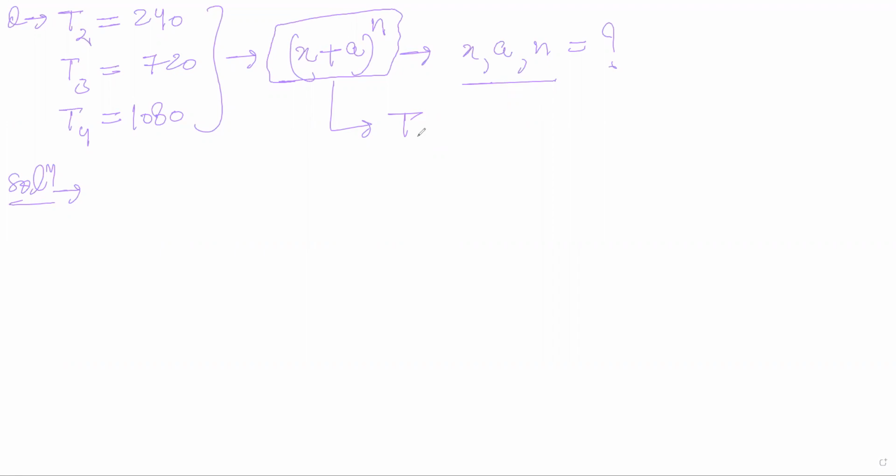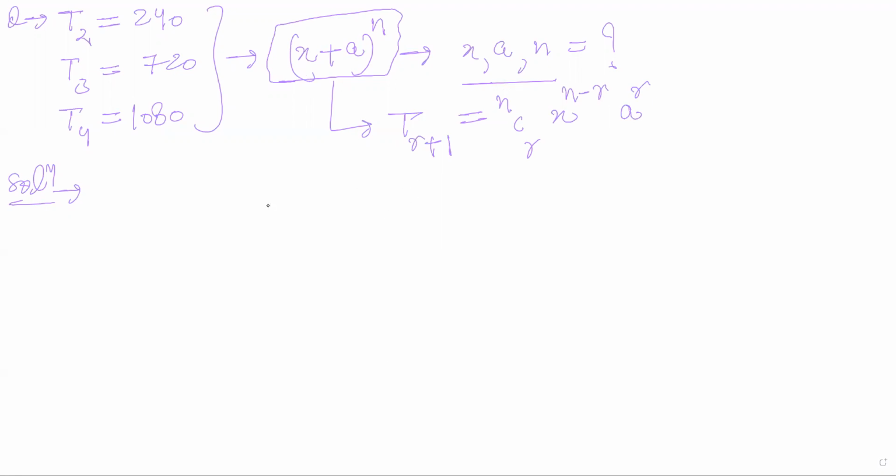NCR x raised to... Before that, what should I write here? T r plus 1. Yeah, correct. T r plus 1 should be equal to. Now you tell me the right hand side part. NCR, correct. x raised to n minus r and a raised to the power r, because we don't have y here, right?